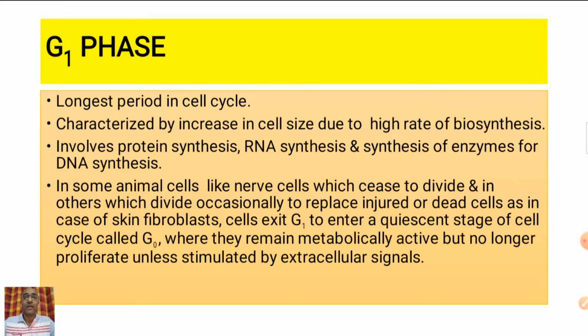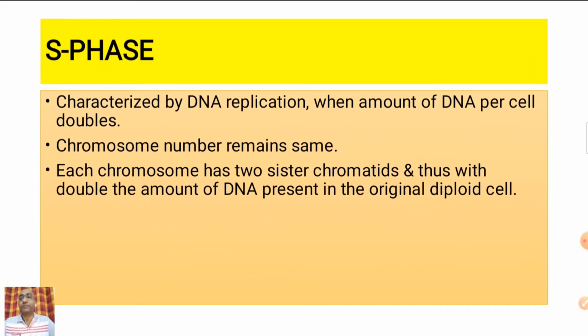Got it? Now come to the S phase. S phase is otherwise known as synthetic phase. What kind of substance is synthesized during S phase? DNA synthesis occurs. So during the S phase, DNA synthesis or DNA replication occurs, as a result of which the amount of DNA per cell doubles.